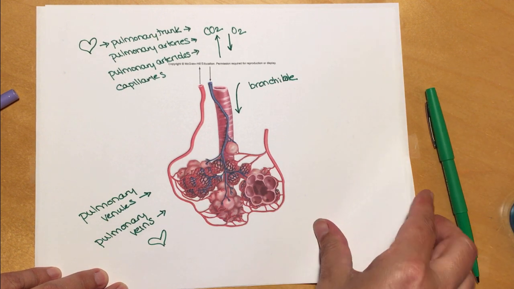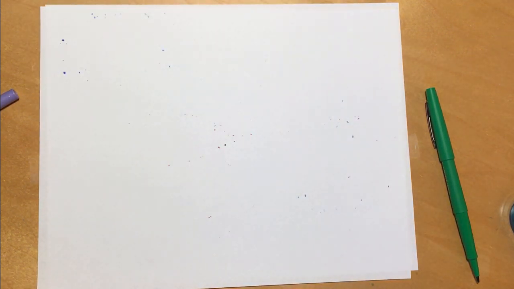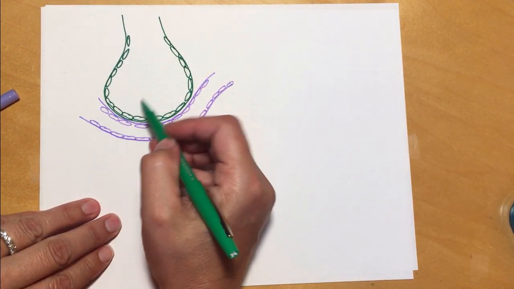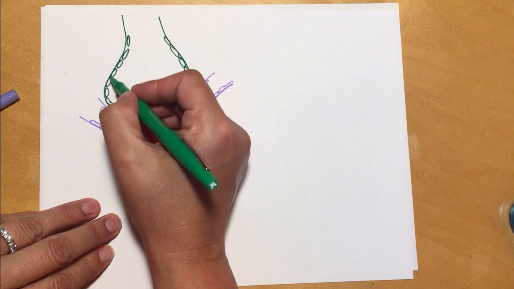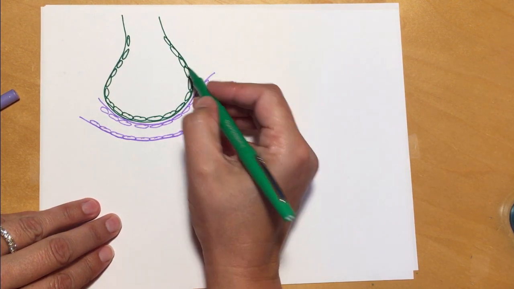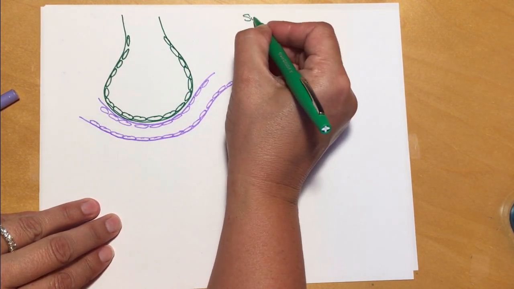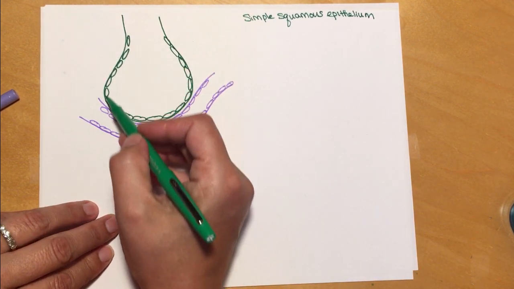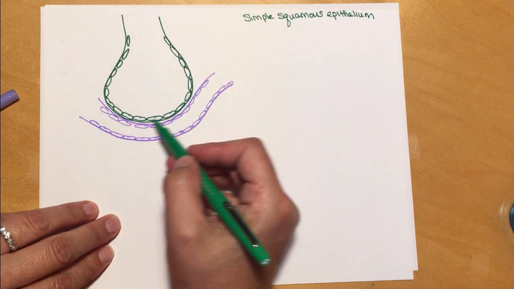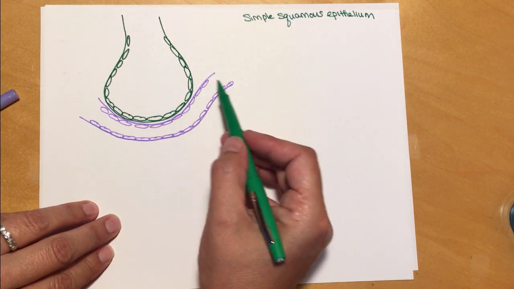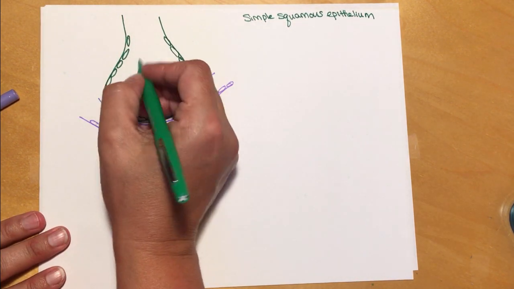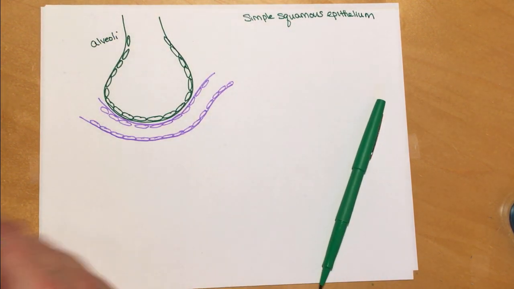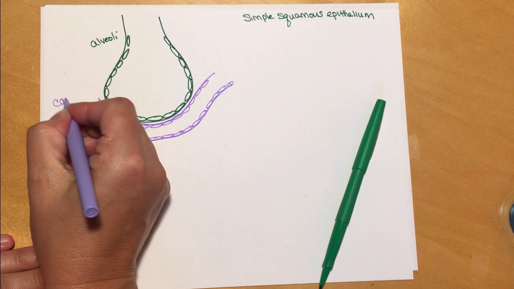Let's take a closer look at what these alveoli look like. I've already drawn one out here. It's a little sac, and remember, we've got very, very thin tissue, one cell layer thick. We call this simple squamous epithelium. And remember, simple squamous epithelium is what makes up the alveoli, but it's also what makes up the capillaries. So this is the alveoli, and this over here is the capillary.